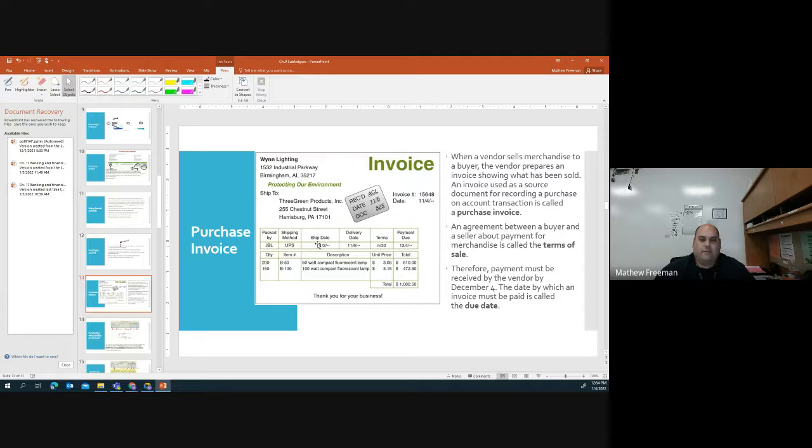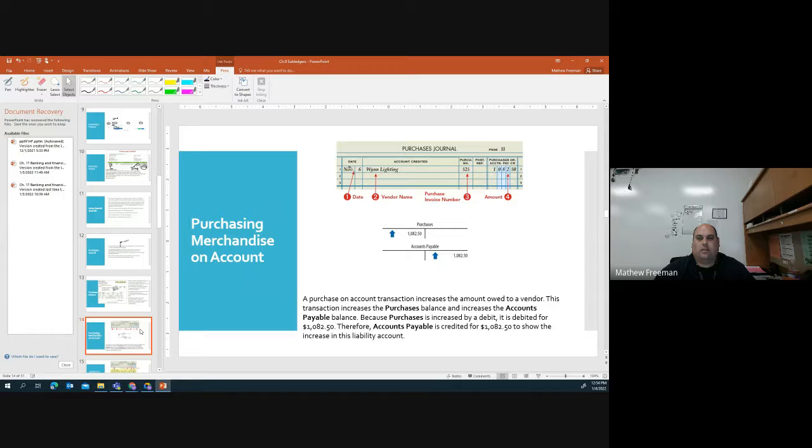So here you have shipping method, shipping date, delivery date, expected based off of shipping times. Then they give them a 30-day term to pay. And here's a list of the items that are being purchased. And you have the company, the ship to address, the recording of the invoice information, and document number. Okay, so how do we record this?